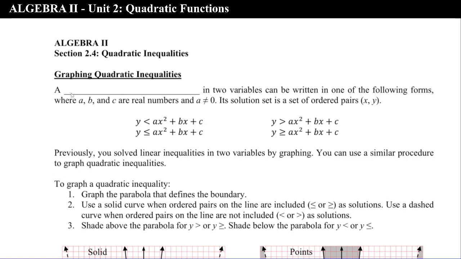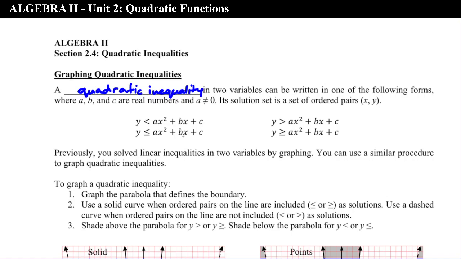So a quadratic inequality in two variables can be written in one of the following forms, where a, b, and c are real numbers and a does not equal 0. The solution set is a set of ordered pairs, which is x, y, okay? So these are your options.